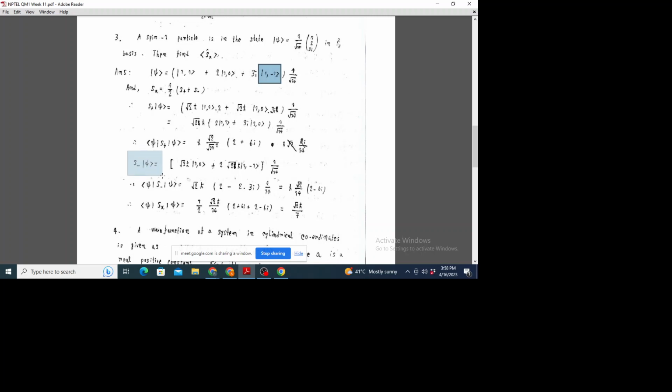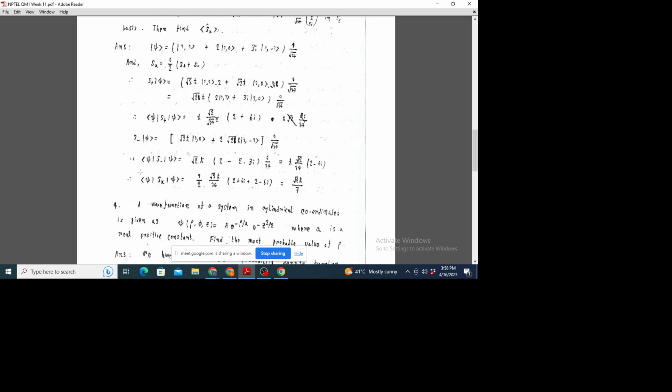Thus, this is the answer. S minus acting on psi gives you this result. Now we do the inner product with bra psi, and its answer is this one. Now we have to find the expectation value of Sx, but Sx is half of S plus plus S minus. So just add these and divide the result of the addition by 2. So this is the final answer.